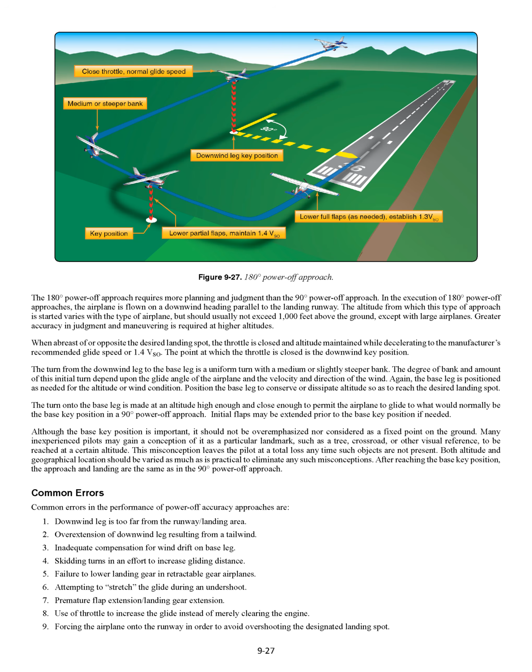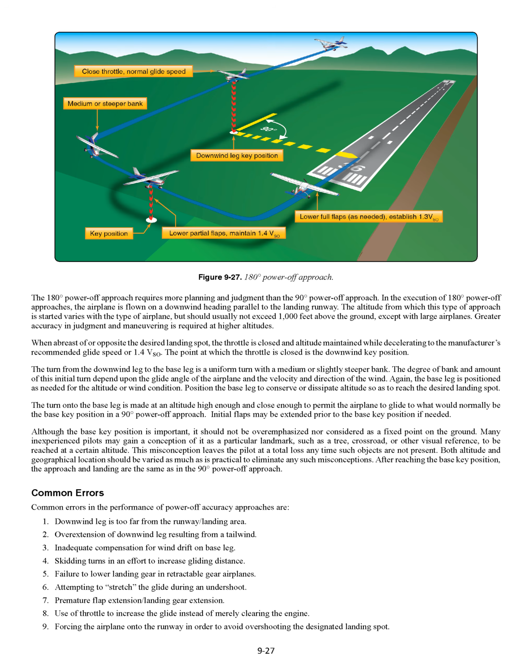The turn from the downwind leg to the base leg is a uniform turn with a medium or slightly steeper bank. The degree of bank and amount of this initial turn depend upon the glide angle of the airplane and the velocity and direction of the wind. Again, the base leg is positioned as needed for the altitude or wind condition. Position the base leg to conserve or dissipate altitude so as to reach the desired landing spot. The turn onto the base leg is made at an altitude high enough and close enough to permit the airplane to glide to what would normally be the base key position in a 90 degrees power-off approach. Initial flaps may be extended prior to the base key position if needed.